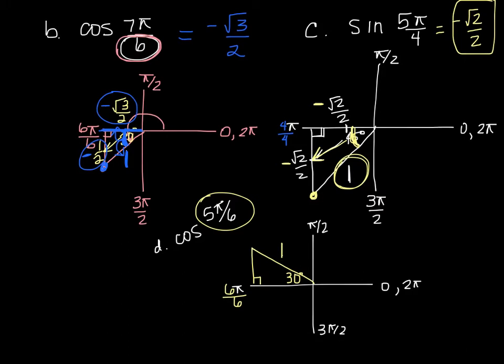Hypotenuse of 1, opposite my 30 is a half, other leg is square root of 3 over 2, and then I of course put on my positives and negatives based on the quadrant I'm in. Since my point is in quadrant 2, I'm going left, so the x value is negative, but I'm going up, so my y value stays positive.